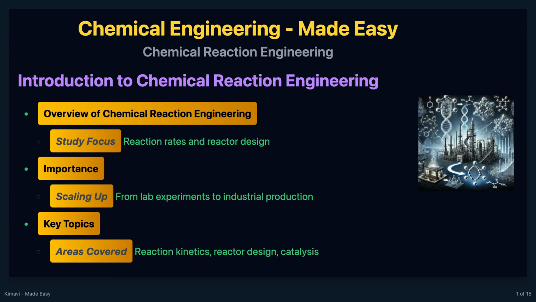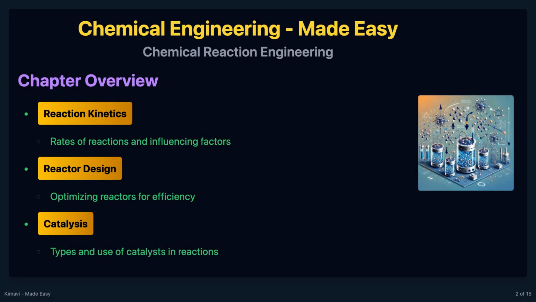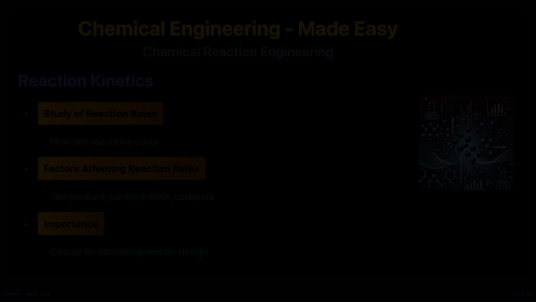Welcome to the chapter on chemical reaction engineering. This field studies the rates and mechanisms of chemical reactions and the design of reactors where these reactions take place. It is essential for scaling up reactions from the laboratory to industrial production. In this chapter, we will cover reaction kinetics, reactor design, and catalysis.